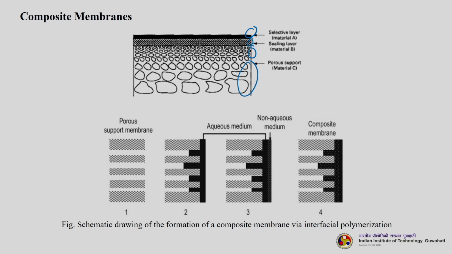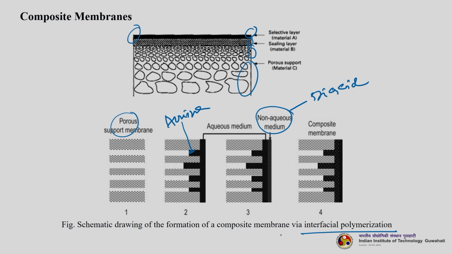This is how one composite membrane is prepared, by interfacial polymerization. This is one of the most important developments in membrane science, the technology development of interfacial polymerization. So, one porous support membrane is there. I impregnate this with some amines. What you are seeing in black is the amines. So now the membrane is amine loaded. Once this is done, I bring another non-aqueous medium in contact with it, which is basically a diacid, diacid chlorides, whatever it is, it can be different.